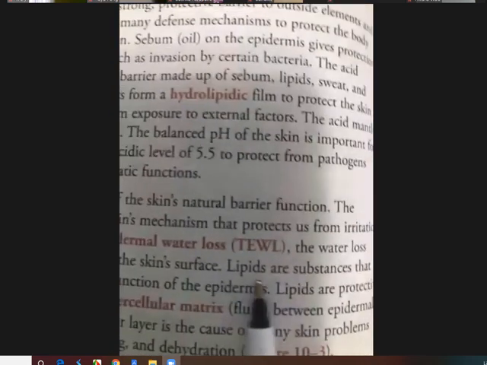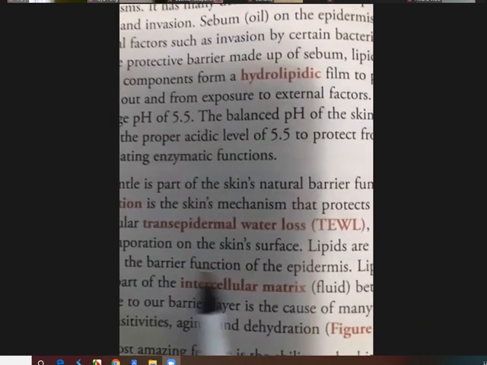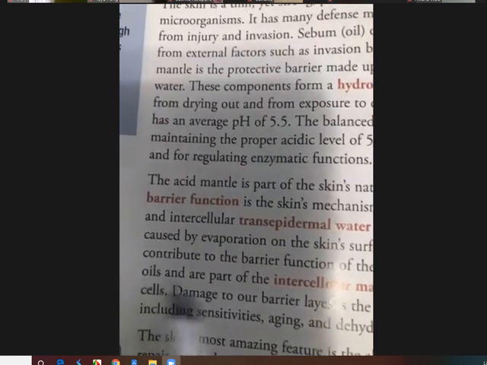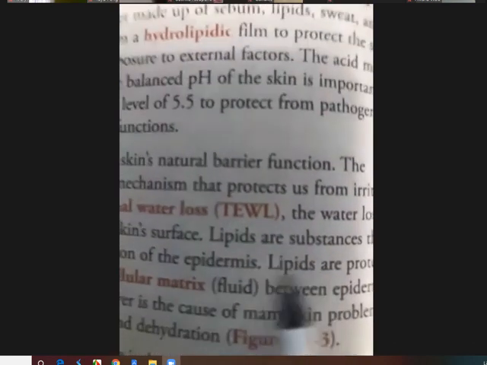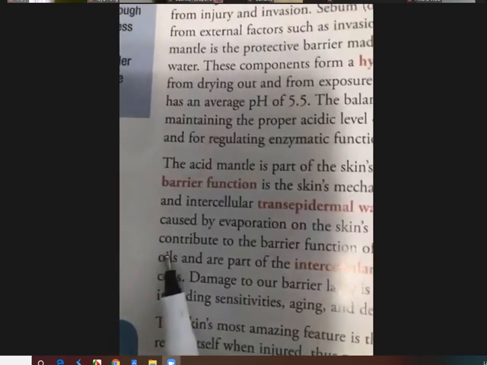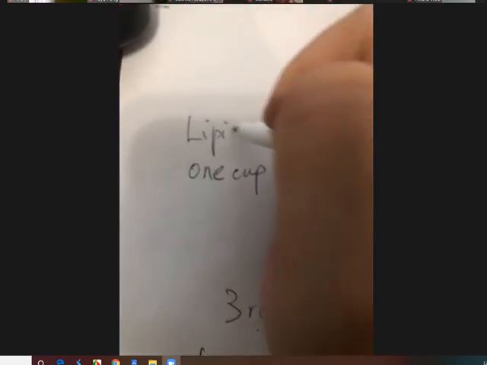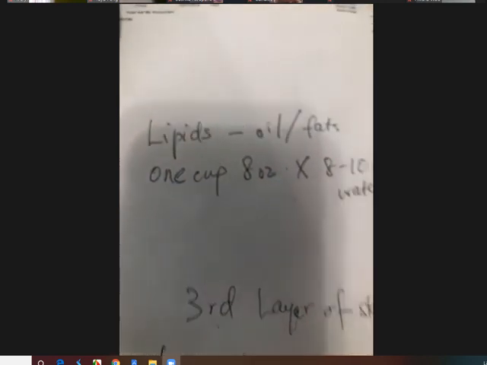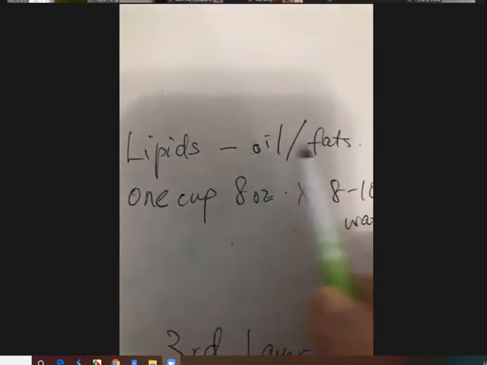Now, what is lipid? Lipid are substances that contribute to the barrier function of the epidermis. Lipids are protective oil. So next time you see lipid, you know lipid is a kind of oil. Lipid also represents fats. So next time when you see the word lipid, it means oil or fats.